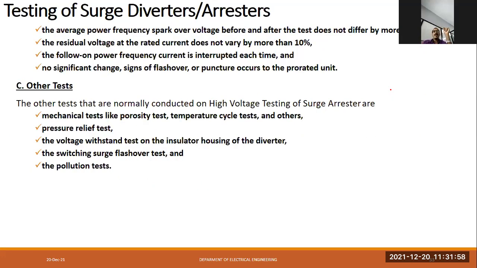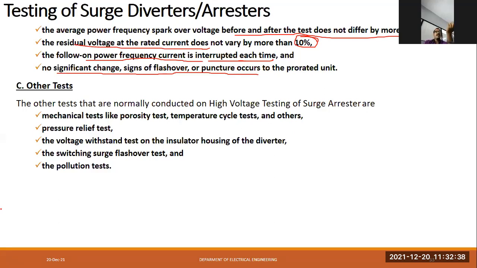say that the arrestor will pass the test when its average power frequency spark-over before and after does not differ by 10%, the residual voltage at the rated current does not vary by 10%, and the follow-on power frequency current is interrupted every time, and there is no sign of puncture or flashover. Then and only then can we say that the surge diverter has passed the high impulse test with duty cycle or voltage duty cycle.